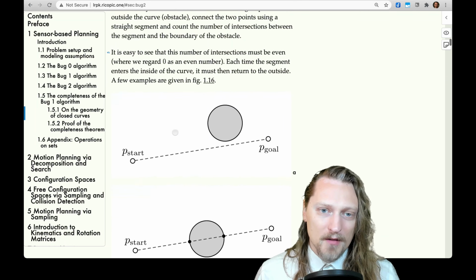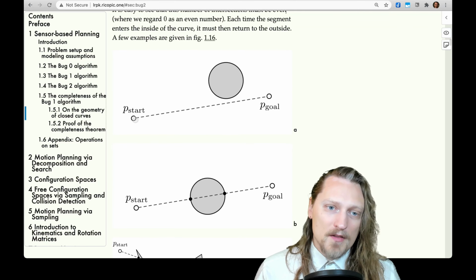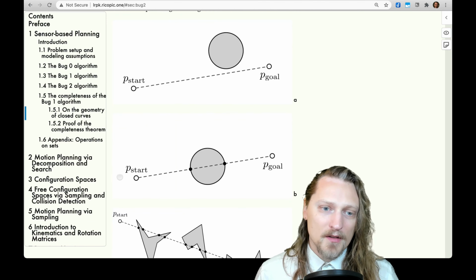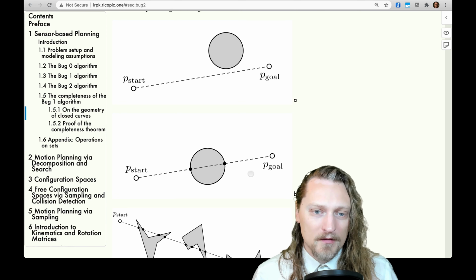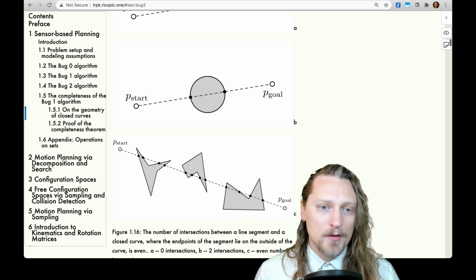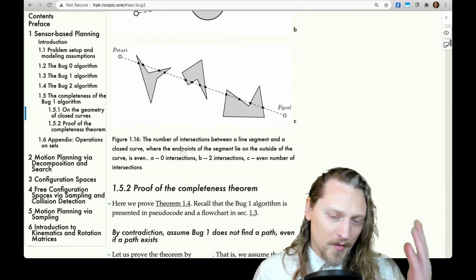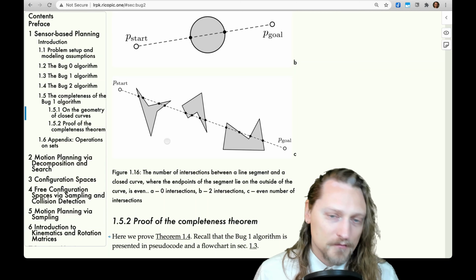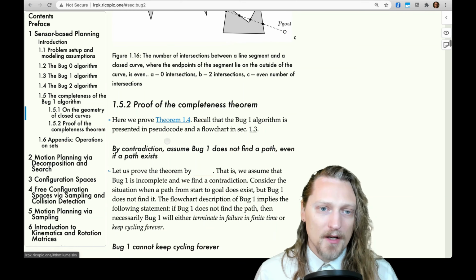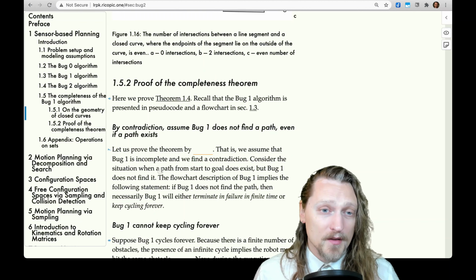A few examples are given here. So we see 0 intersections, 1 intersection, 2 intersections, okay? So this one entered, it had to leave, so therefore it has 2. Here we go. Every time it enters, it has to leave. This is a sort of what goes up must come down situation. So that's what we've got. Some more examples there.